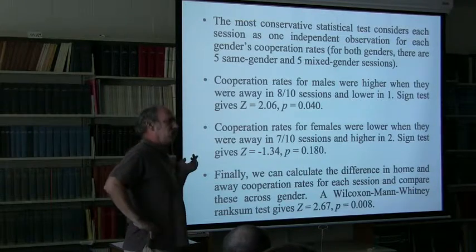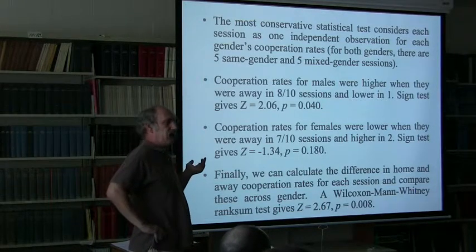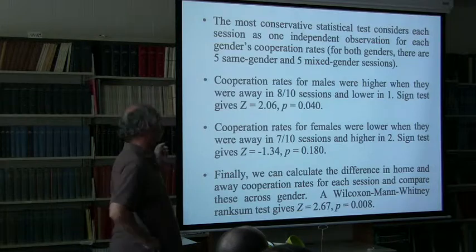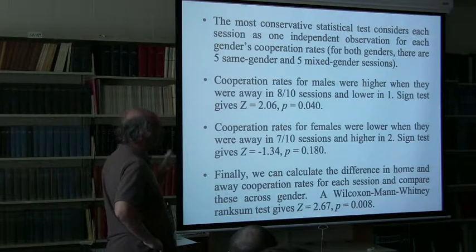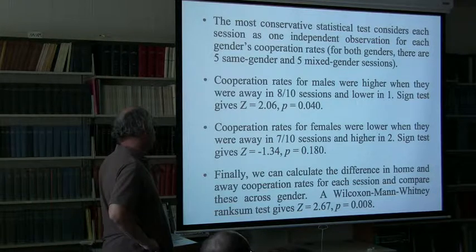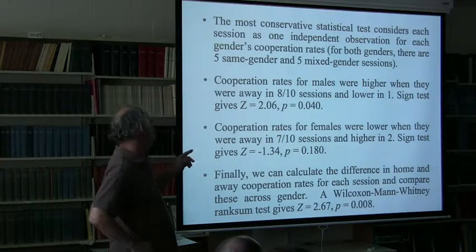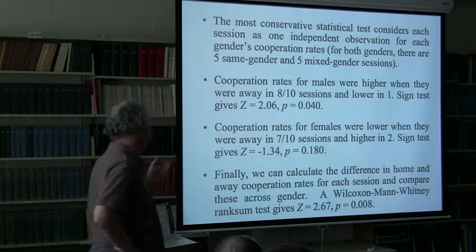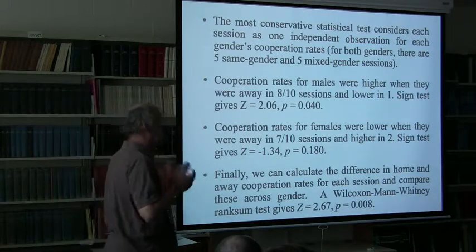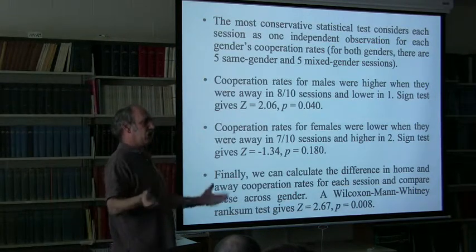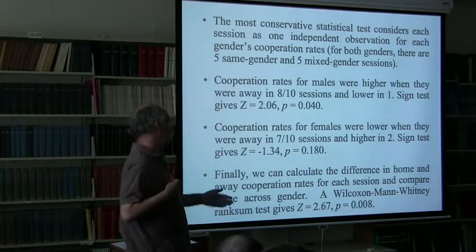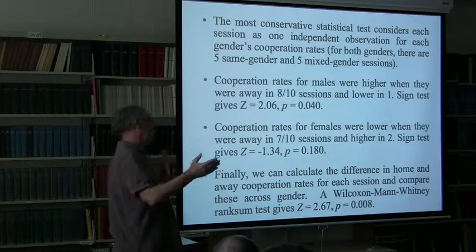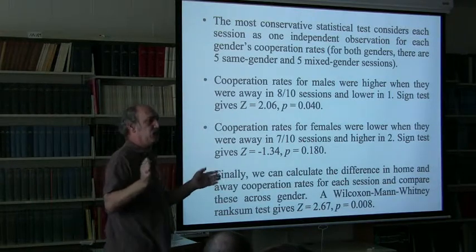If you want to call this a one-tailed test, which would mean you had a hypothesis about this, which we don't, then you could argue it's significant at the 9% level. So it's not as significant. And the difference between home and away cooperation varies for each session, so we compare them across gender. Now we've got 10 sessions for each. Now we can do a Wilcoxon-Rank test. We get very high significance. So clearly for males and females, the difference between home and away behavior is very different.